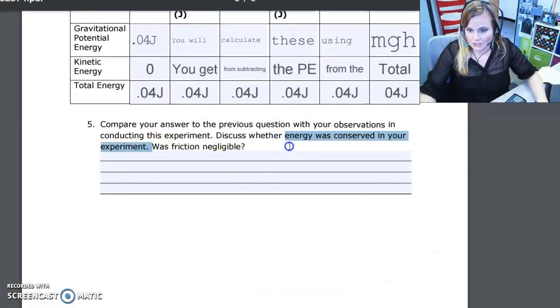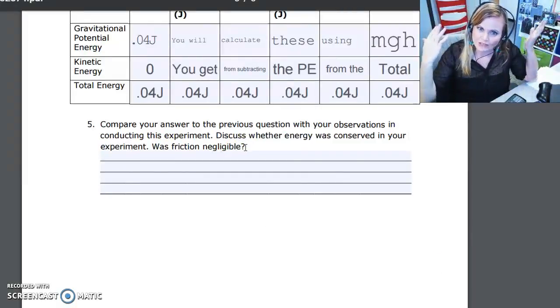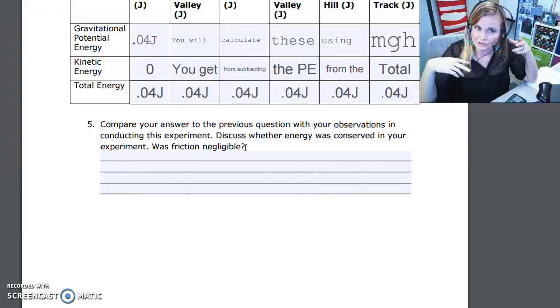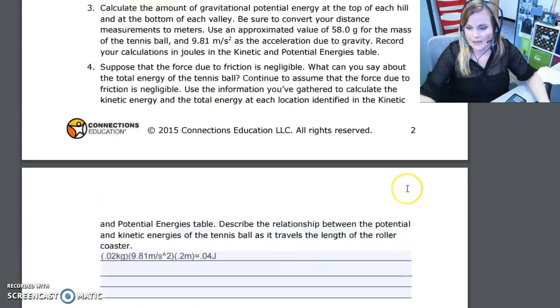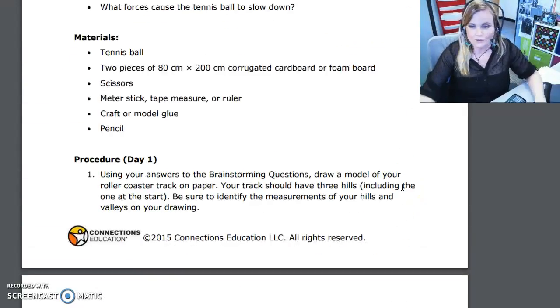This is the question. Was friction negligible? That means can we really ignore it? I mean, we have been ignoring it, but is that truly what we're seeing? Yes or no, and why? Okay? So that is all the math that you need to do for this portfolio.